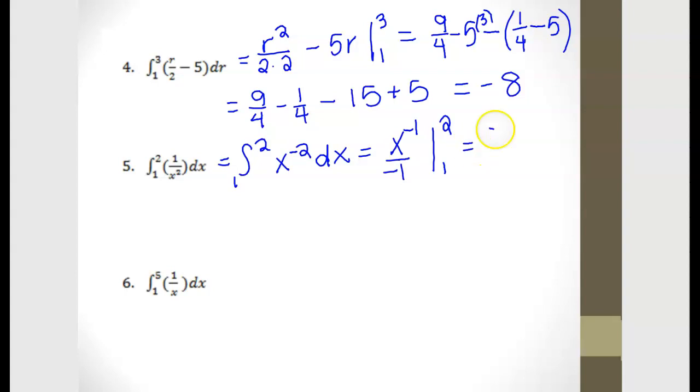So you could really think of that as negative 1 over x from 1 to 2. So you can bring that negative exponent back down, and that negative on the denominator could actually go up. So now I have negative 1 over 2 minus negative 1 over 1. A minus becomes a positive. So I have 1 minus a half, which is a half.